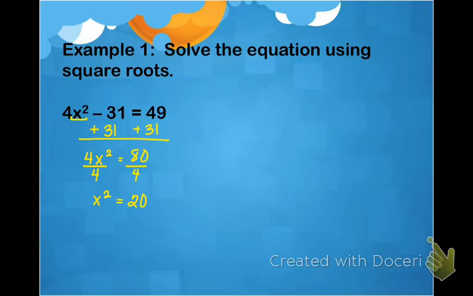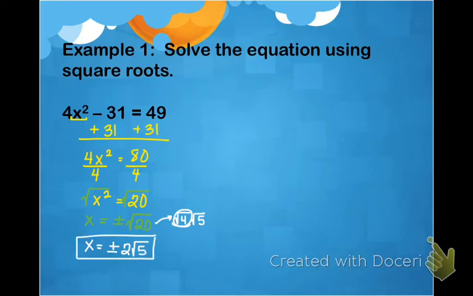So now is where we want to introduce our radical. We are going to take the square root of both sides. So I have x equals, this is where immediately the plus or minus comes into play. And so we have plus or minus the square root of 20, but remember what you talked about yesterday, maybe, is that the square root of 20 is the square root of 4 times the square root of 5. And since this is a perfect square, we can take the square root of that. So plus or minus 2 root 5 is the simplified version of this.